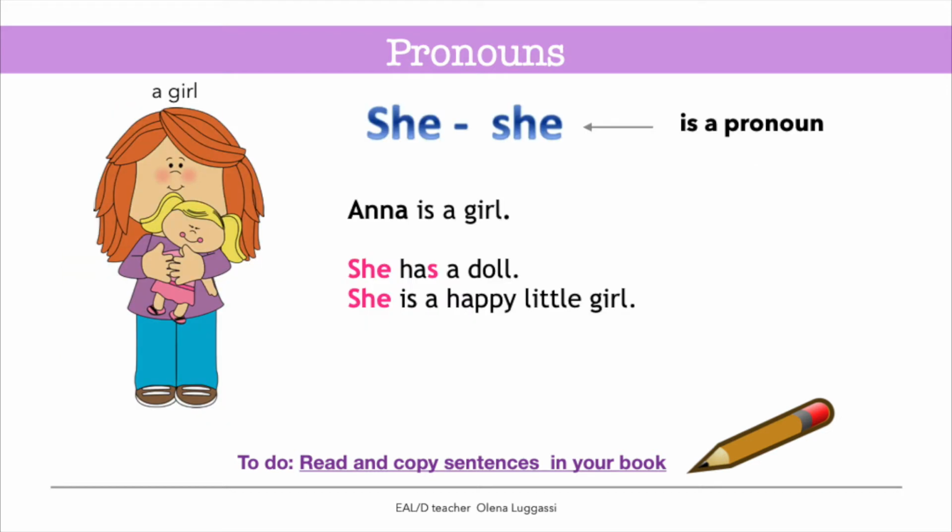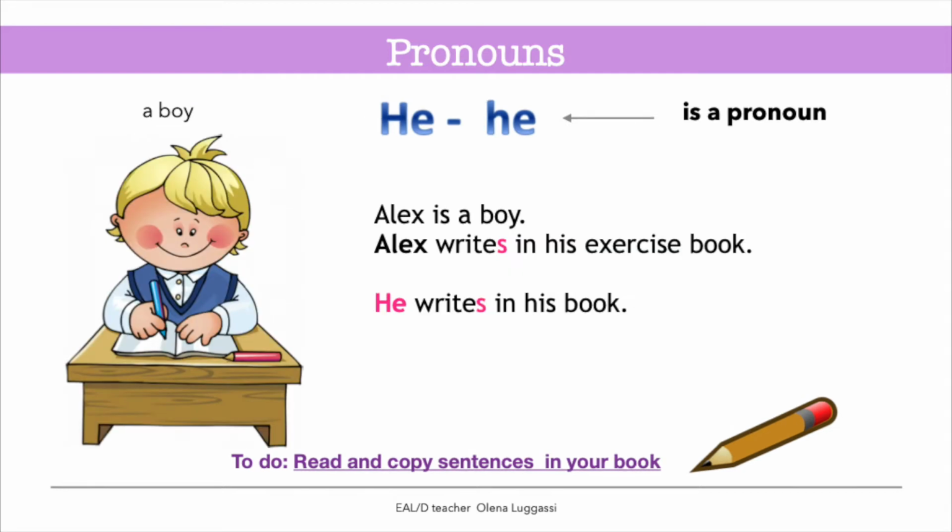Anna is a girl. She has a doll. She is a happy little girl. Please pause the video and copy the sentences in your books.